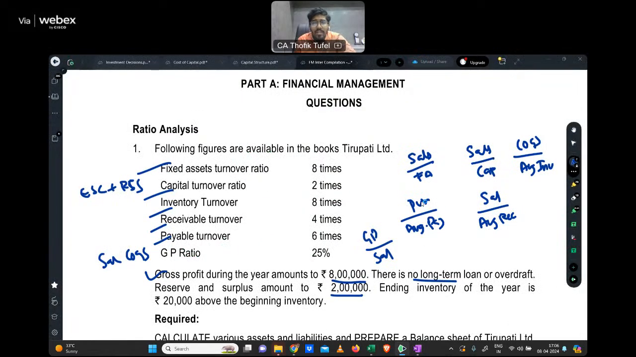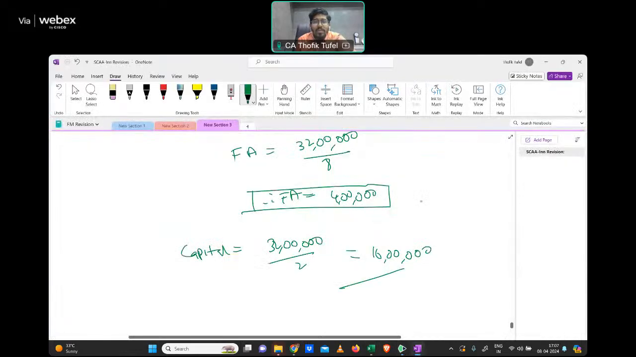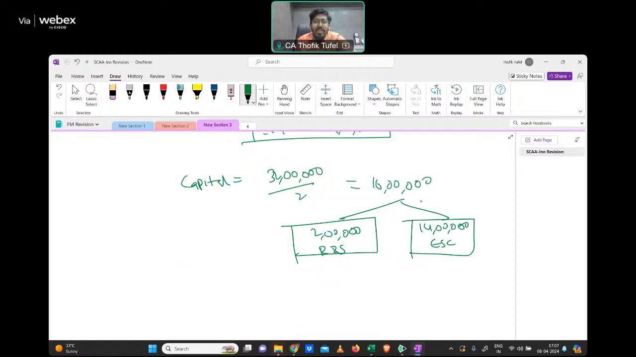And of the 16 lakh capital, 2 lakh is reserves and surplus. If 2 lakh is reserves and surplus, what is my equity share capital? 14 lakh rupees is my equity share capital.